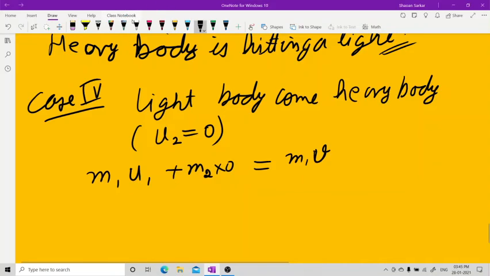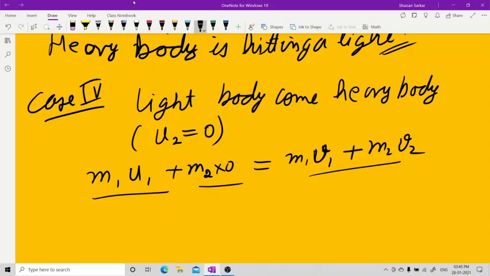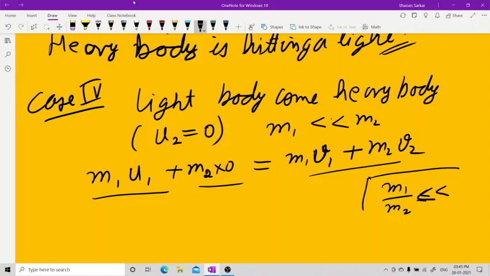Now we already know this expression. This is the situation: a light body comes and hits a heavy body. That means M1 is very much less than M2. That means M1 by M2 would be less than 1, very much less than 1. Therefore, M1 by M2 can be taken to go to 0.